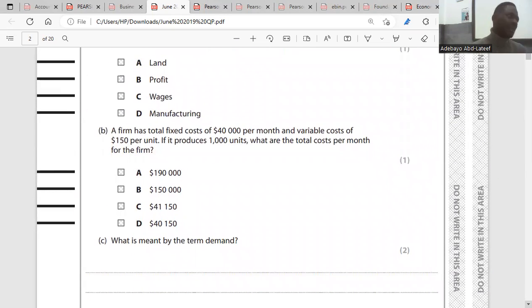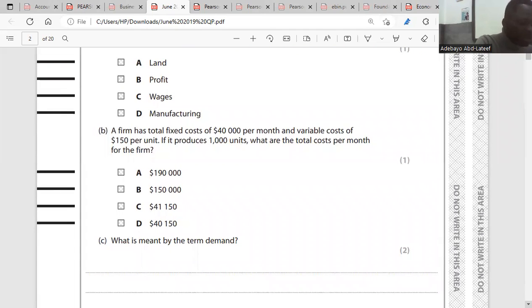Please listen now. A firm has a total fixed cost of $40,000 per month and a variable cost of $150 per unit. If it produces 1,000 units, what are the total costs per month for the firm? First, what is your total fixed cost? Your total fixed cost is 40,000. Your variable cost per unit is 150. The units produced is 1,000. So to get your variable cost, it will be 1,000 multiplied by the amount of each unit, which is 150,000.